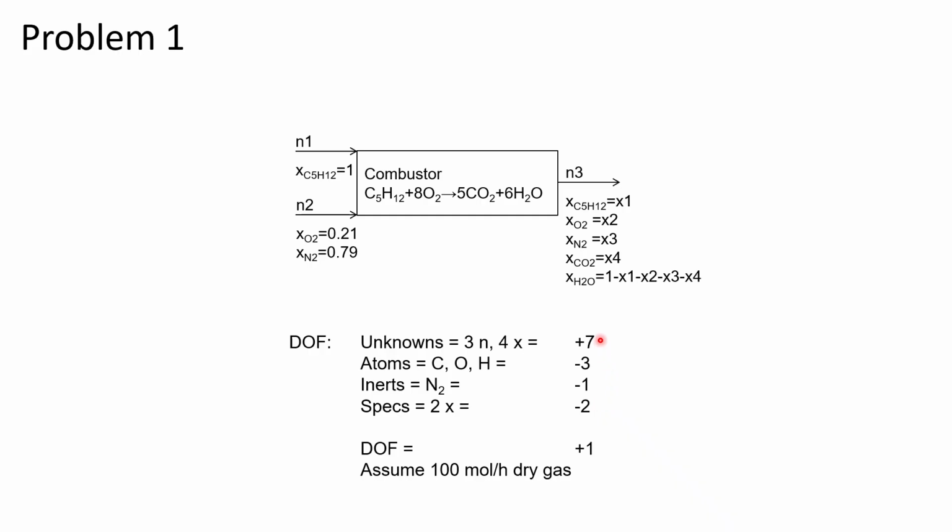So given this analysis, we take the number of unknowns, subtract off the number of atoms, the number of inerts, and the number of specs that we have. We end up with 1 extra degree of freedom, which we're going to take care of by assuming that we have 100 moles per hour of the dry gas coming out. And at this time, we're going to modify our process flow diagram to separate this product gas stream into 2 streams. We're going to separate into a water-only stream and a dry gas stream. We're going to see that on the next slide.